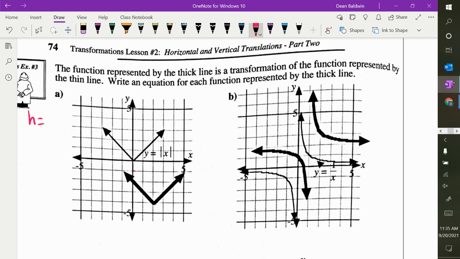So if I go 2 right, my h value is what? 2. If I go 4 down, my k value is? So what's the equation if it's an absolute value? X minus 2, all in absolute value with a -4 on the outside.